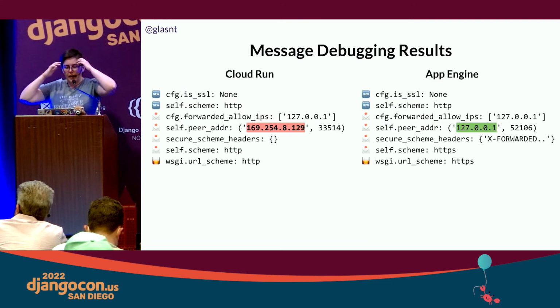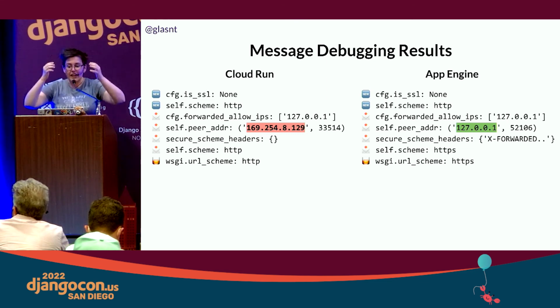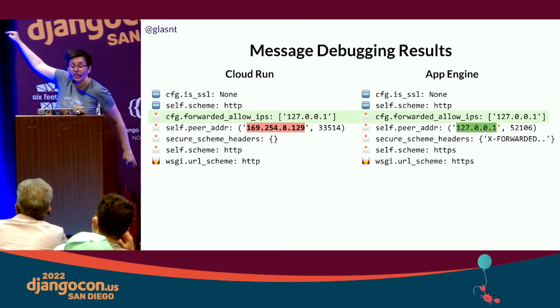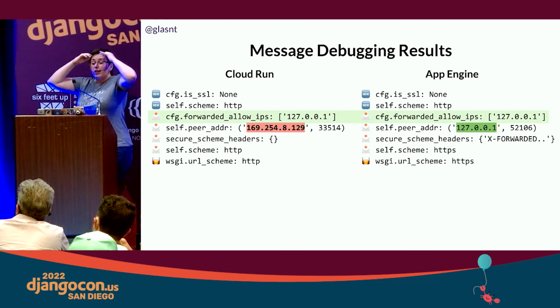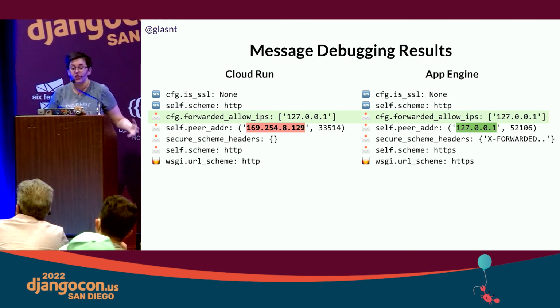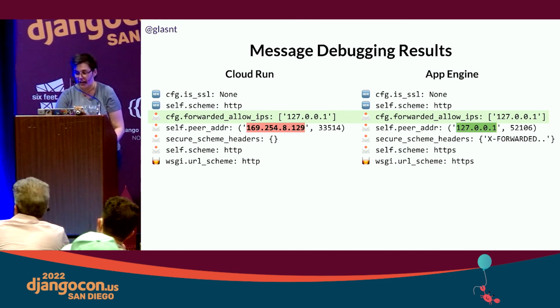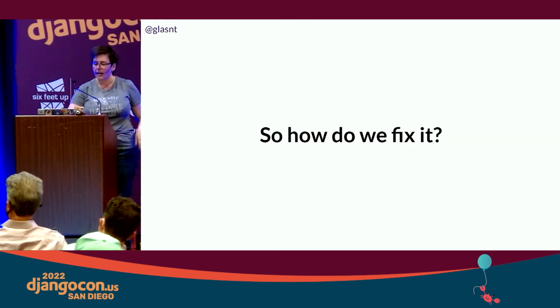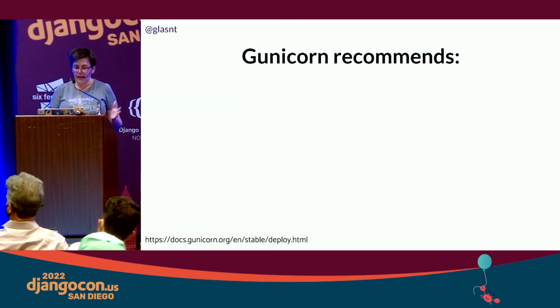And so, I can see where the problem is, because the peer address on App Engine just happens to be 127.0.0.1, which is the default allowed in Gunicorn. But on Cloud Run, the peer address is a private IP address, but not the private IP address. So that was a lot. So how do we fix it?